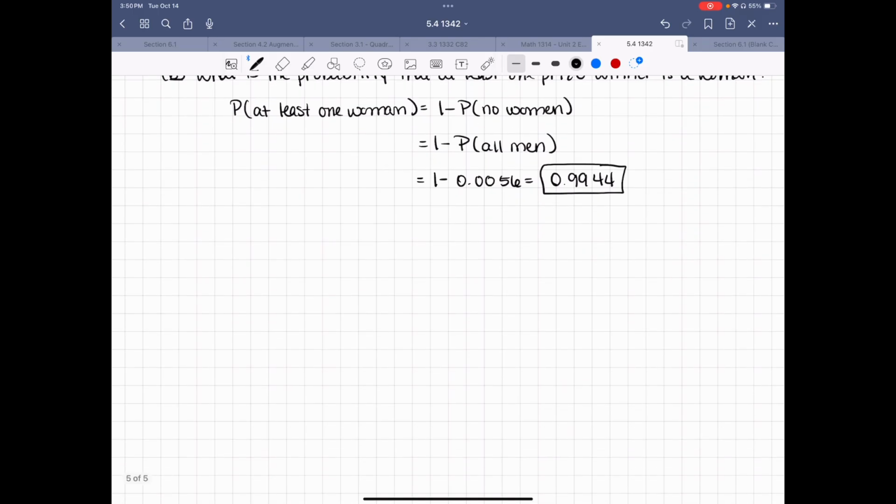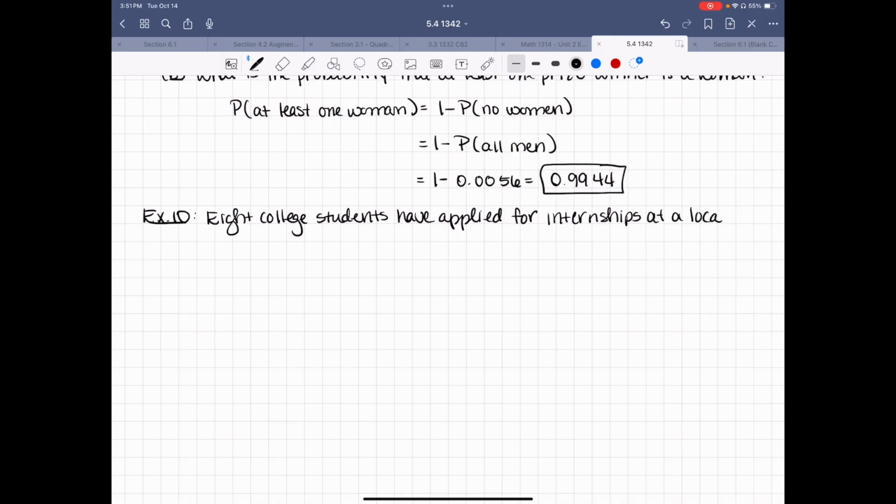And then we have example 10, the last one. Example 10 says 8 college students have applied for internships at a local firm. 3 of them will be selected for interviews. In how many ways can this be done?